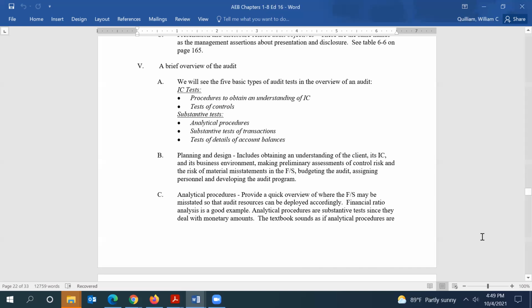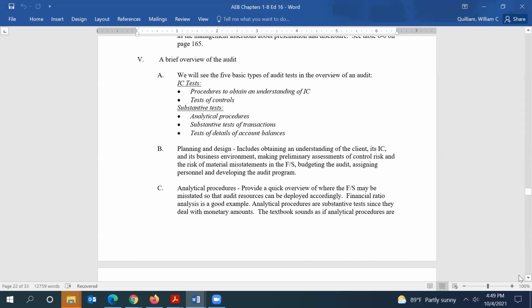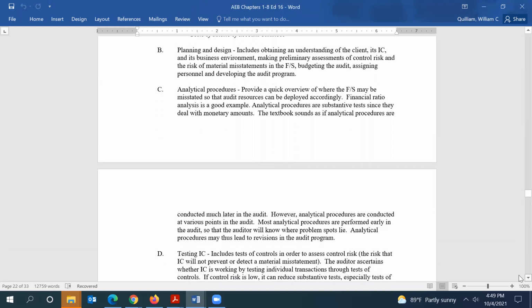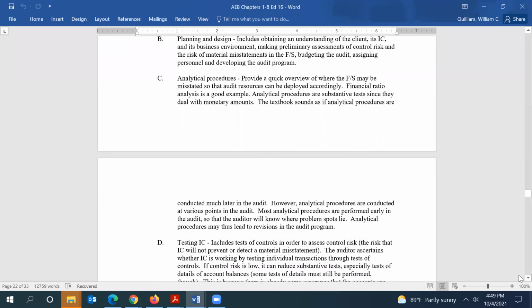Now, let's think about some phases of the audit here and how these tests would come into play. One phase of the audit is the planning and design phase. Well, that includes obtaining an understanding of the client, its internal control, and its business environment. So we're getting acquainted, making some preliminary assessments of control risk. In other words, how good is internal control? And the risk of material misstatements in the financial statements. Does this client have an exceptionally high risk they could have material misstatements, or is it low? We hope it's low. We'll budget the audit, we'll assign personnel, we'll develop the audit program.